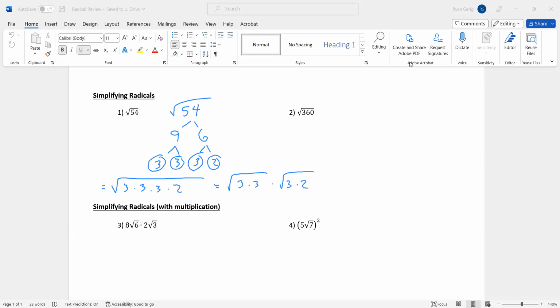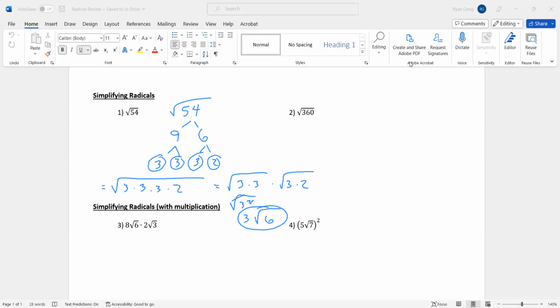Now, why do I do that? Well, 3 times 3 is 9, but I could also write it as 3 squared. And what happens with the radical and the squared? They cancel, and I'm left with a 3 on the outside. The unpaired stuff I can't write as something squared, so it stays under the radical, and you multiply those back together, you get 3 radical 6, which is the simplest radical form of square root of 54.